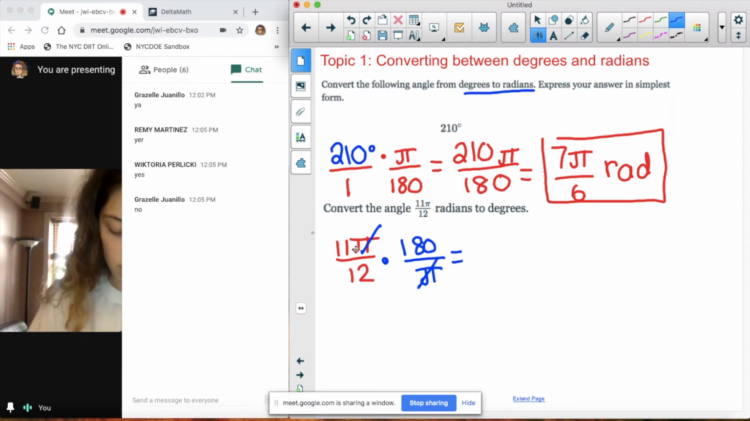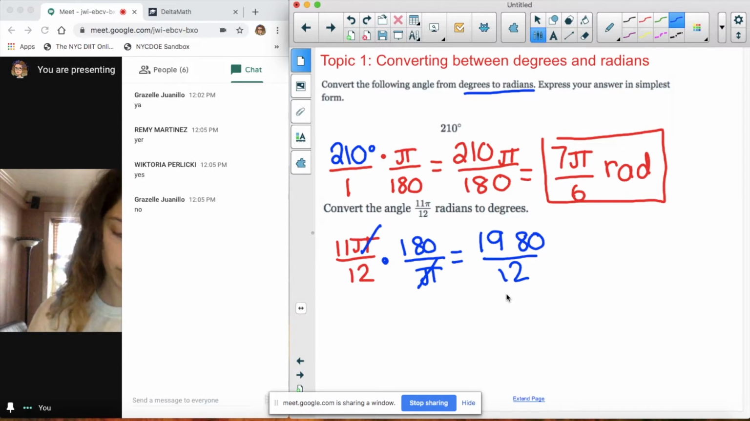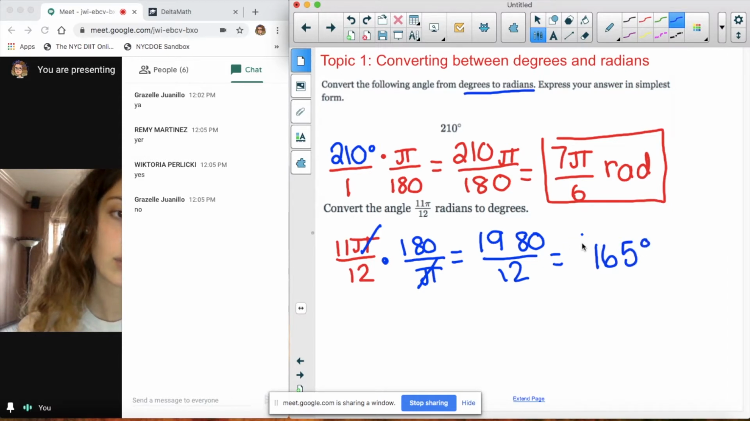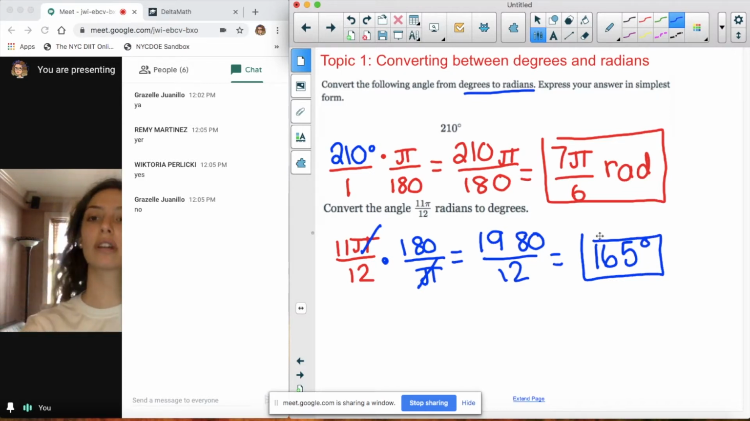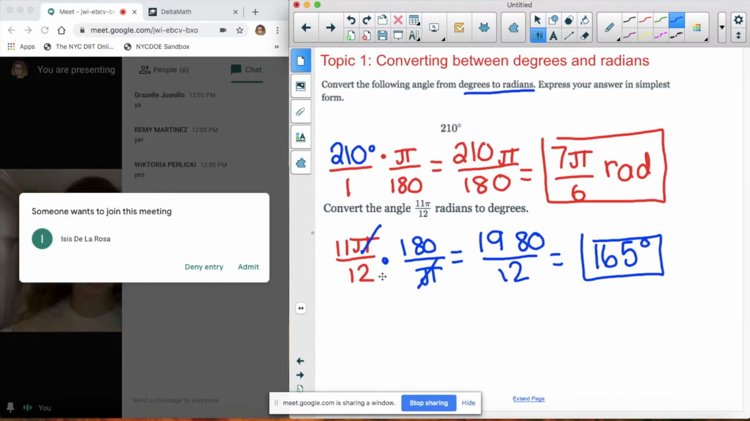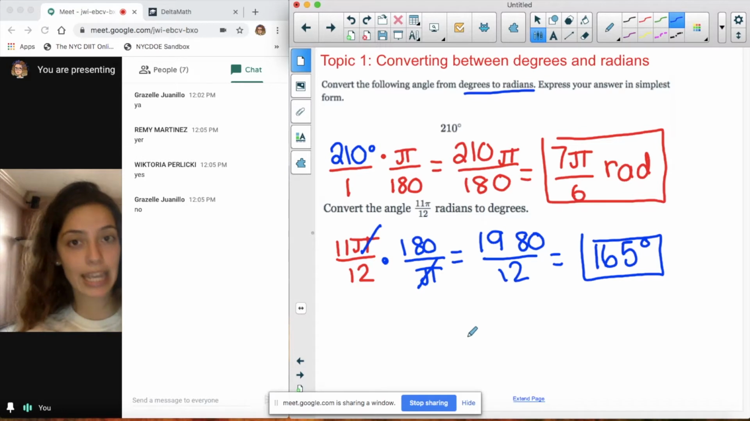So we have 11 times 180, which is 19,080. And then we just have 12 in the denominator. And then you divide. When you divide these two, we get 165 degrees. So this right there is the degree version of 11 pi over 12. Any questions on that? If you have any questions, just ask. If not, we're going to get to topic 2.